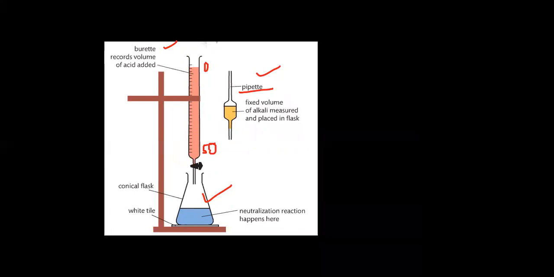These pipettes are glass apparatus, and there is a bulb in the middle, and they are of different capacities. If you are using a pipette of 10 ml, you can exactly measure 10 ml. You cannot measure anywhere in between. It will be measured as 10 ml.